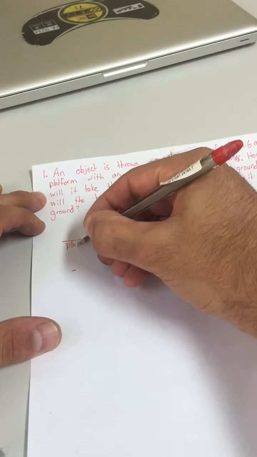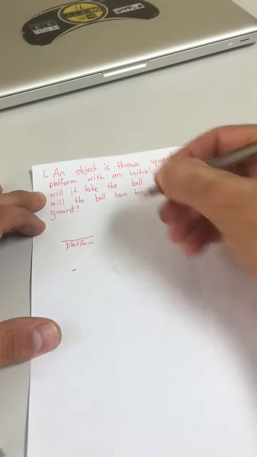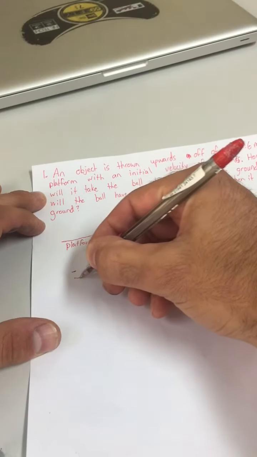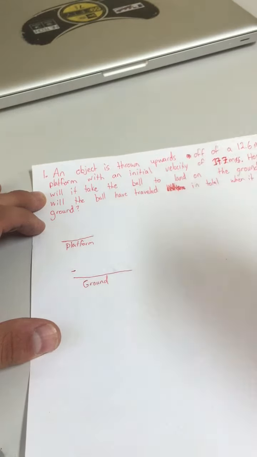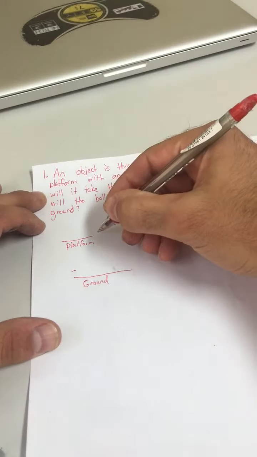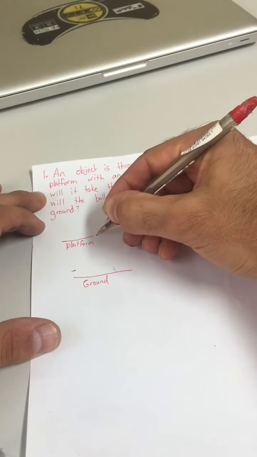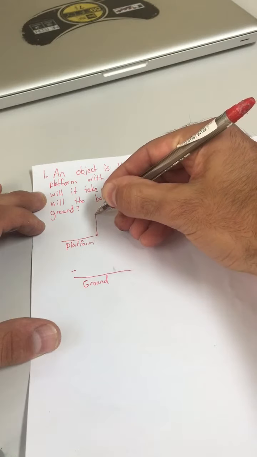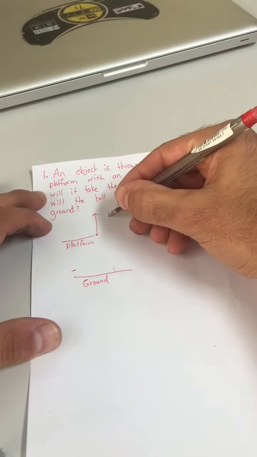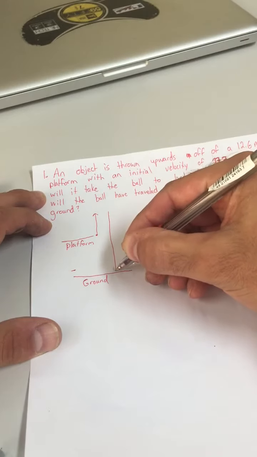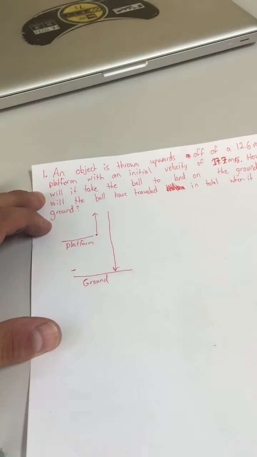We'll call this our platform. And then down here, we will have our ground. So if the ball is going to leave the platform and go straight up, we can use an arrow. And then as well, it is going to come straight down until it hits the ground.